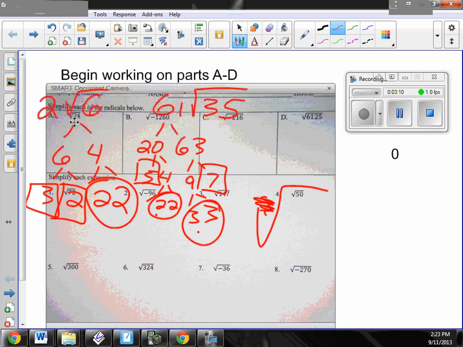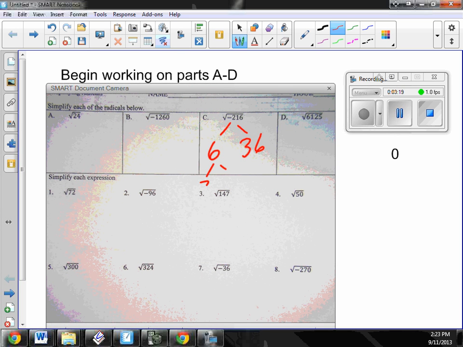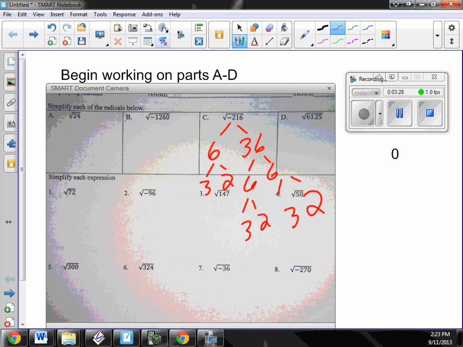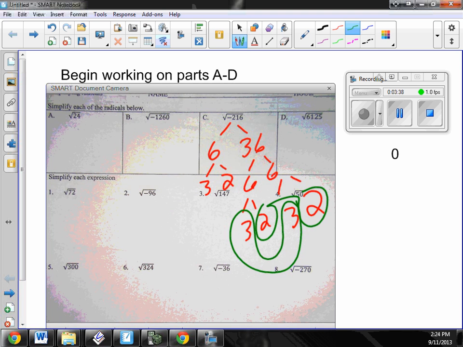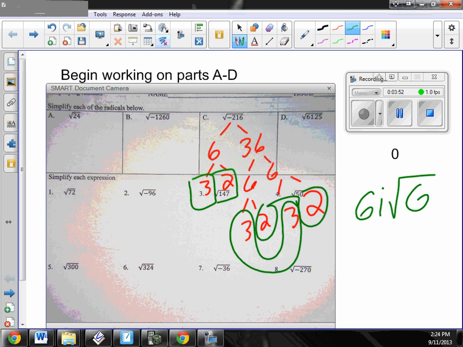Yes. Yeah, it does. All right, 216. 6 and 36. 3 and 2. 6 and 6. 3 and 2. 3 and 2. Do I have any pairs? Here's a pair of 2s. Here's a pair of 3s. Anything left over? Good. A 3 and a 2. So I can bring out 3 times 2, which is 6. Do I need an i? Yes. Square root of 6.